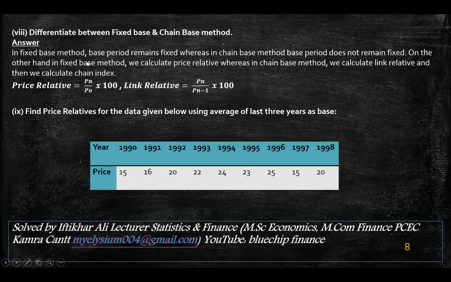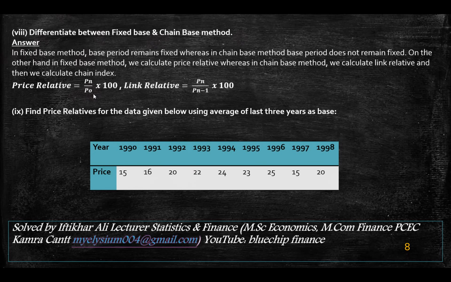In the fixed base method, the base period remains fixed, whereas in the chain base method, the base period does not remain fixed. In the fixed base method, for both simple and composite index, we normally use price relatives. The price relatives formula is Pn divided by P naught multiplied by 100. Pn is the current price, P naught is the base price, and chain base index is calculated in at least 2 steps.